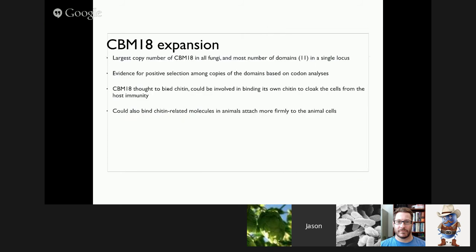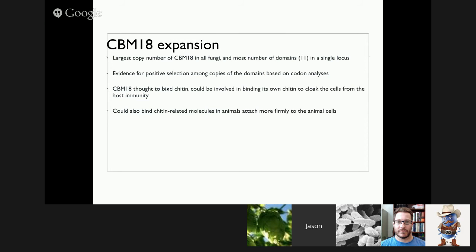So we were really curious to think about what this could mean. It's the largest copy number of CBM18, almost the largest copy number in almost any fungus, and one gene has 11 copies of the domain, which is thought to bind chitin.